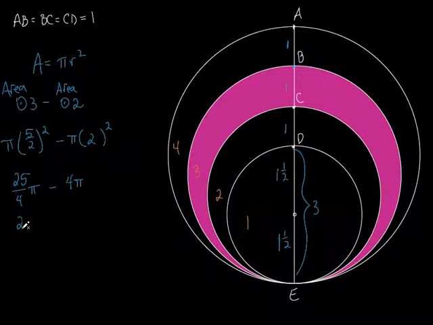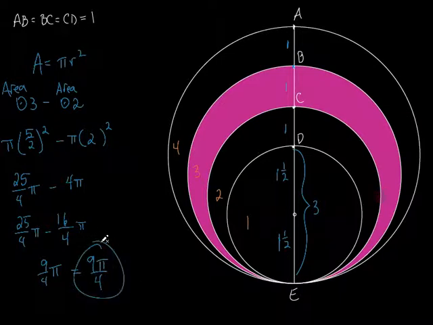Well, the math is pretty easy now. It's just 25 over 4 pi minus, let's write this over 4 since we have a common denominator, that would be 16 over 4 pi, which is the same as 4 pi. 25 minus 16 is 9, so it's 9/4 pi, or 9 pi over 4, which is the same exact thing, just written a little bit differently. And that is one of our answers, letter D.